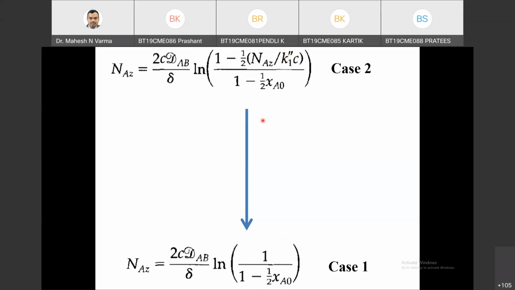So can we get this special case from the generalized case? Anybody in the class? Can we get case 1 from case 2? By adding the assumptions here in case 2, can we reduce this equation to this equation? Anybody in the class?